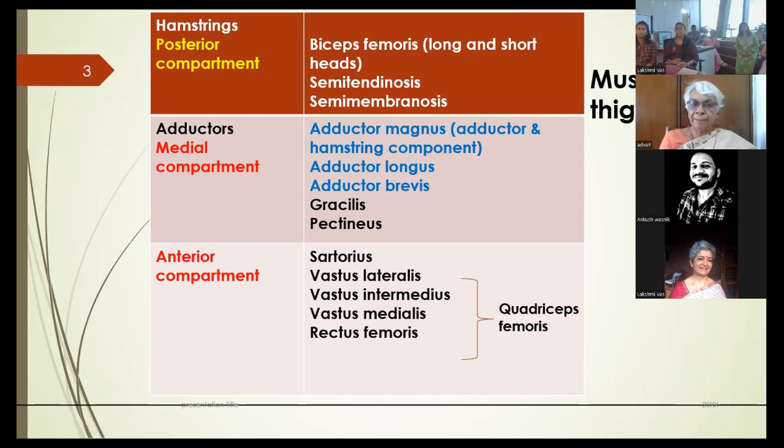So these form the medial compartment. And the anterior compartment is the sartorius, which is, of course, the longest muscle in the body. And then we have the quadriceps femoris, which comprises four muscles: the vastus lateralis, vastus intermedius, vastus medialis, and rectus femoris.